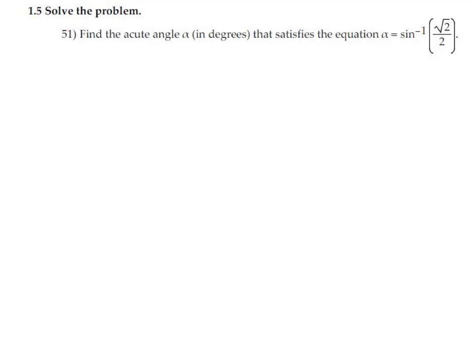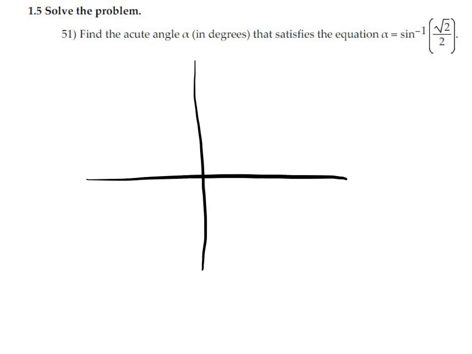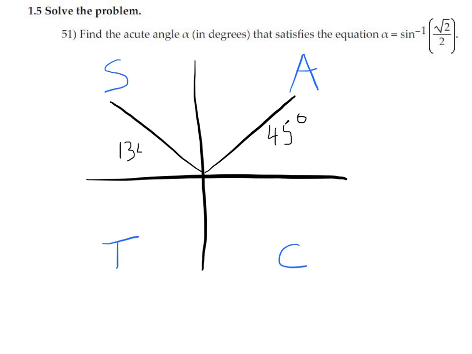To find the acute angle alpha in degrees that satisfies the equation alpha equals arc sine of square root 2 over 2, you want to ask yourself, where is sine equal to square root 2 over 2? Because I know all students take calculus, sine is square root of 2 over 2 either at 45 degrees or at 135 degrees. However, only one of these is the correct answer for arc sine.